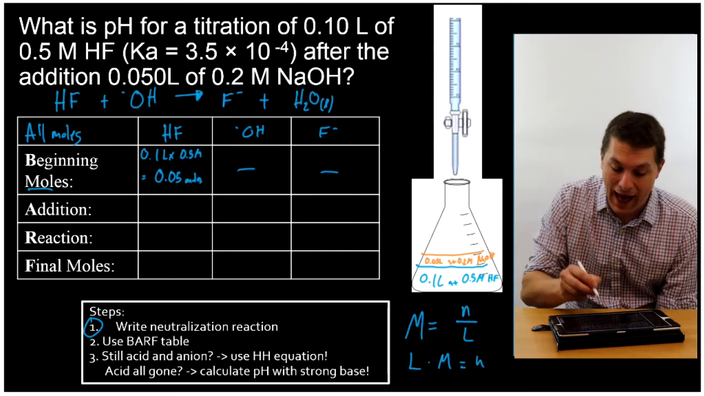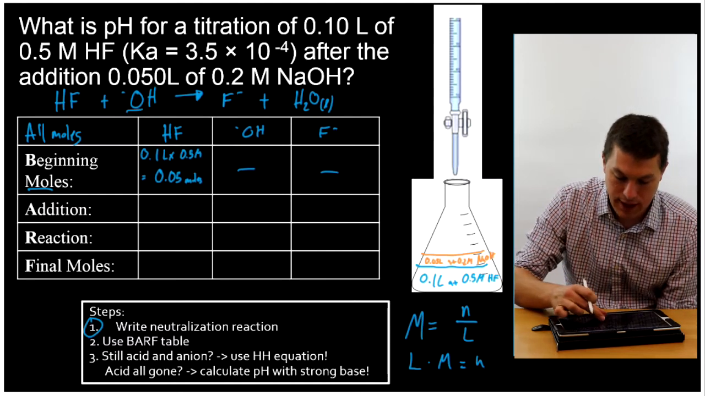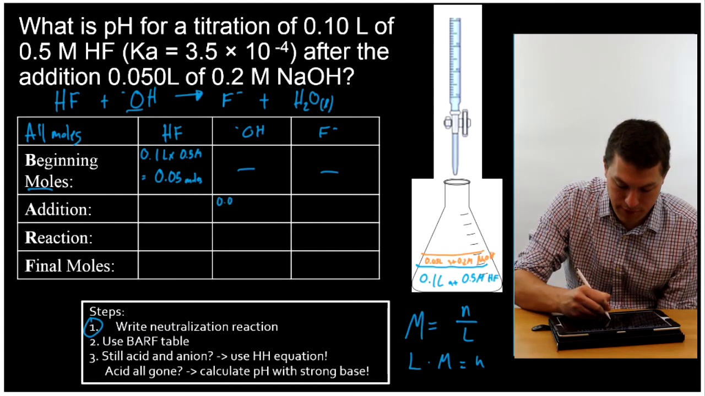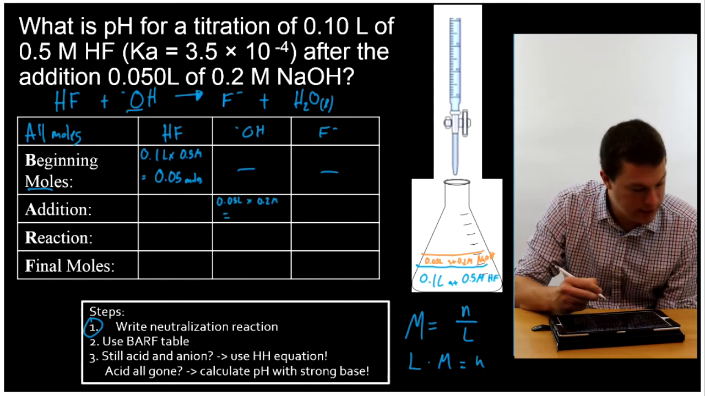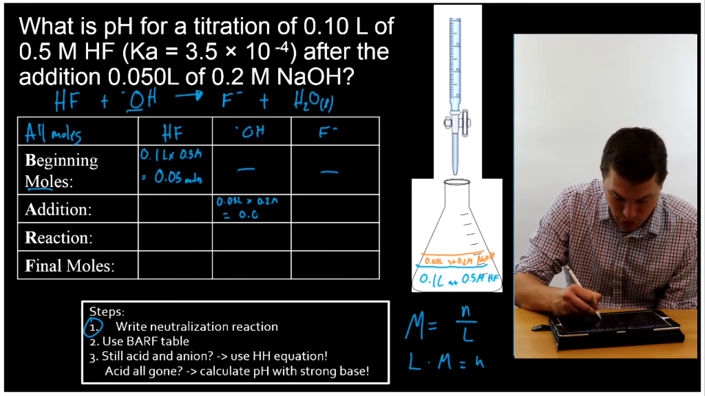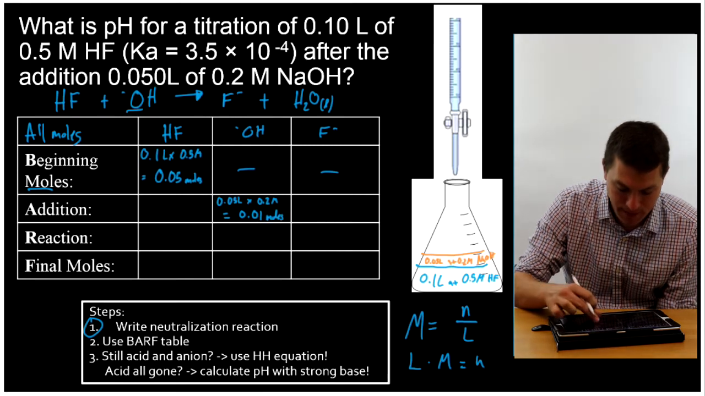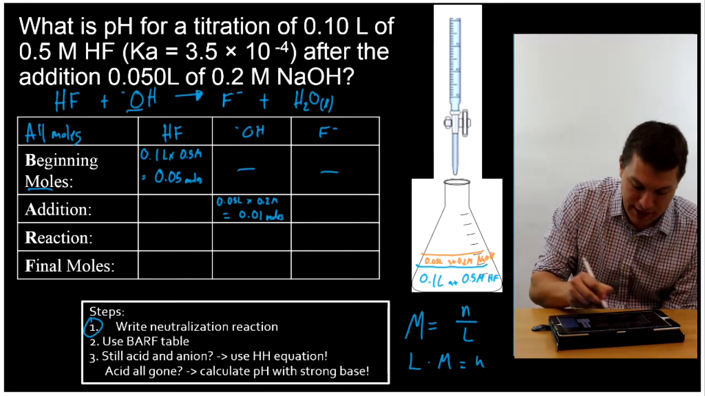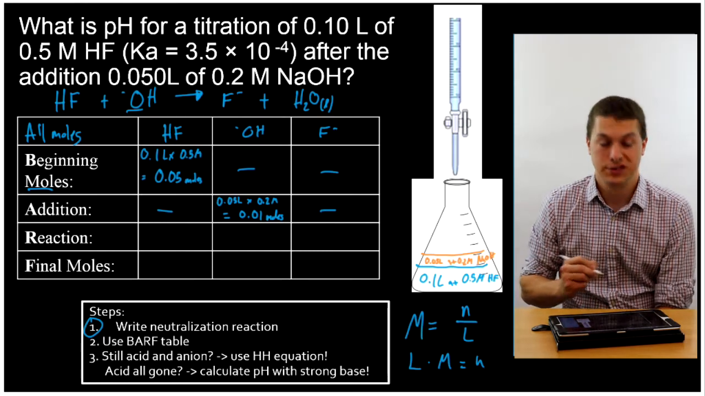And then what do I add? I add sodium hydroxide, and I add 0.05 liters times my 0.2 molar. And that's going to mean that I add 0.01 moles. Okay, my addition, I didn't add any HF or F minus, so those are both 0.